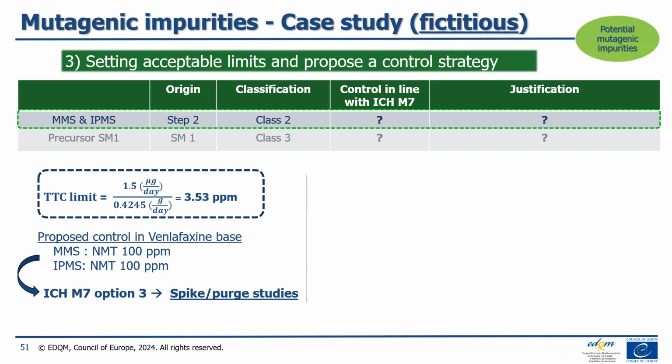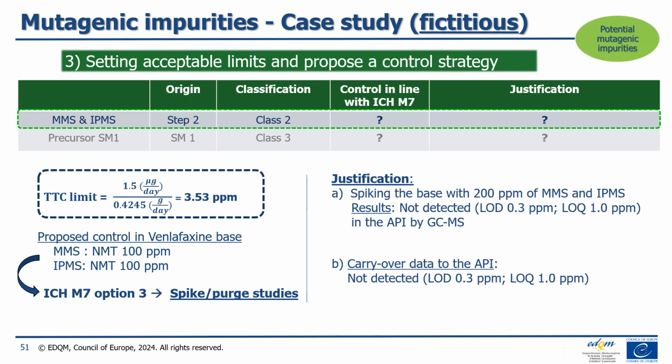So this refers to ICH M7 option 3 that we will justify with spike and purge studies. So for example, the justification that we could consider would be that spiking of venlafaxine base was performed with 200 ppm of each impurity. So in this case, 200 ppm is relevant because it is above the limit which is being proposed. And the results have shown that both impurities were not detected, so below limits of quantification 1 ppm, which is below 3.53 ppm in the final substance.